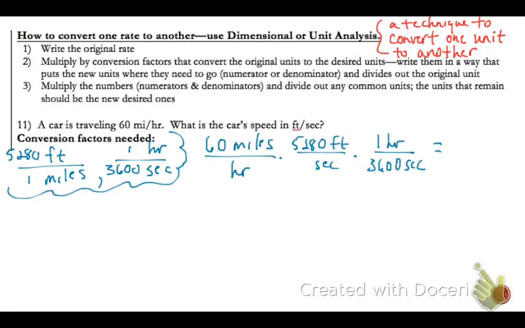So you start by writing the original rate, which is 60 miles per hour. And then you're going to multiply it by both of the conversion factors that you need. So the feet to second and the hours to second. So actually, sorry, that would be feet to miles. Let me change that.